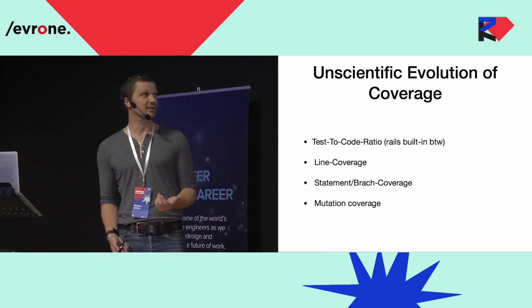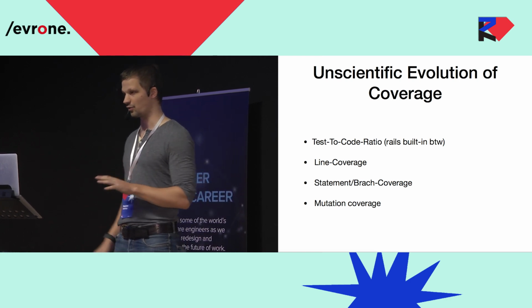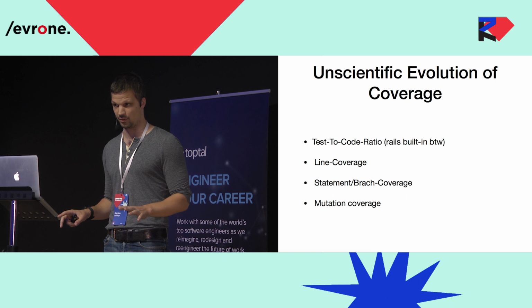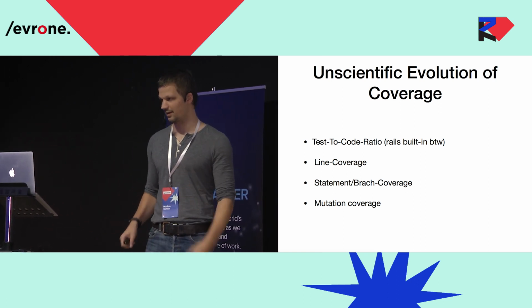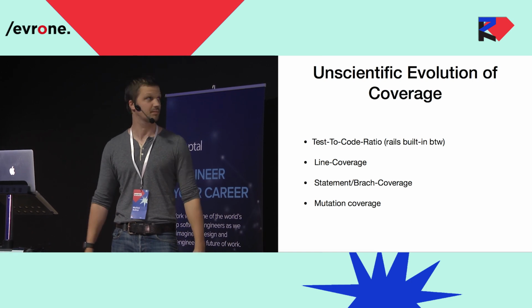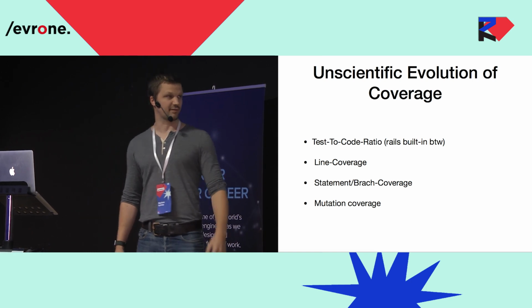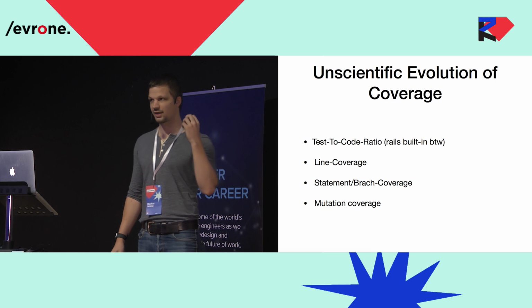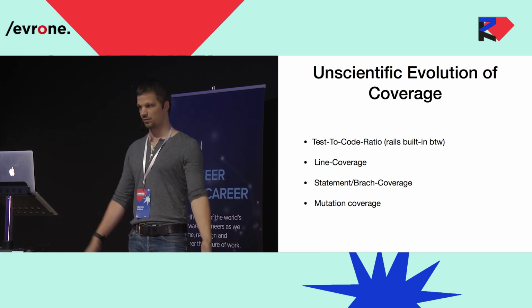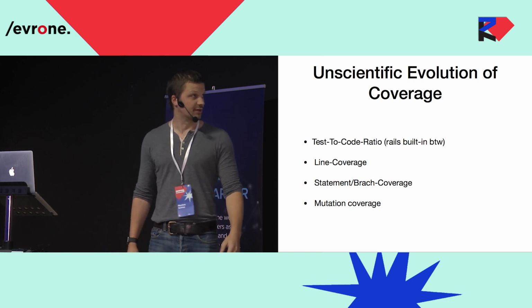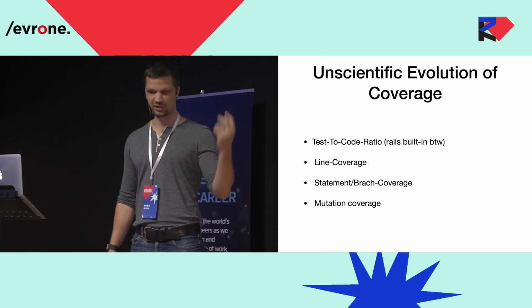Then there is statement and branch coverage, which is a step up, but there is no tool available for Ruby at all. Or call me wrong, I would really like to hear from the audience later, tell me there is a branch coverage tool, I would be super happy to see it. But even with branch coverage, it only guarantees that the branches were reached, not that they were tested. And there is mutation coverage. So this talk is about mutation coverage.